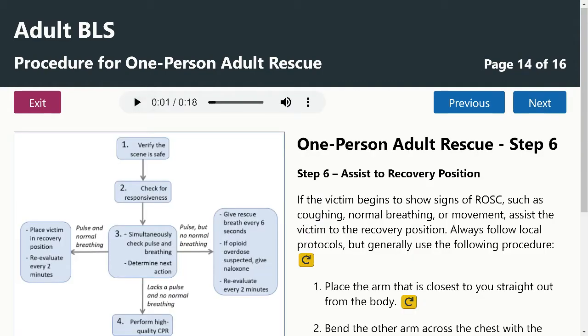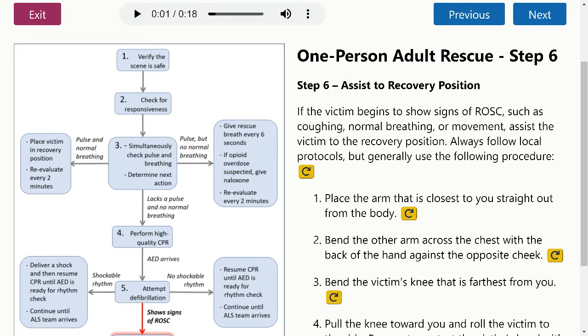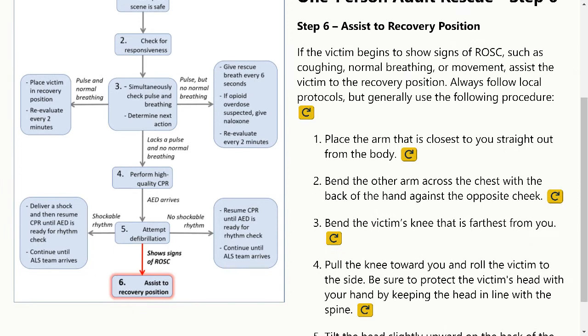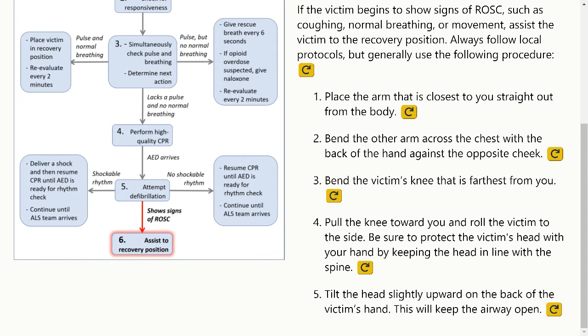Step 6. Assist to recovery position. If the victim begins to show signs of ROSC, such as coughing, normal breathing, or movement, assist the victim to the recovery position. Always follow local protocols, but generally use the following procedure. Do y'all know what the recovery position looks like? Y'all seen it? I'm going to have to find a picture.